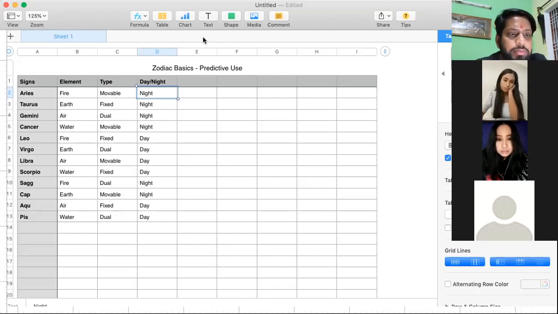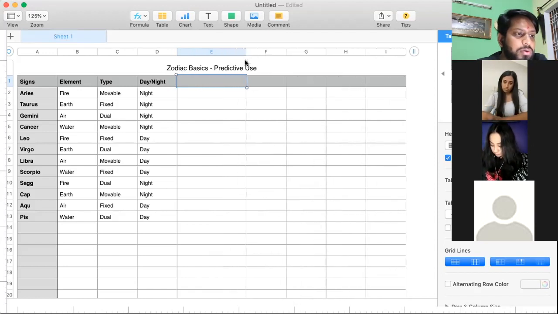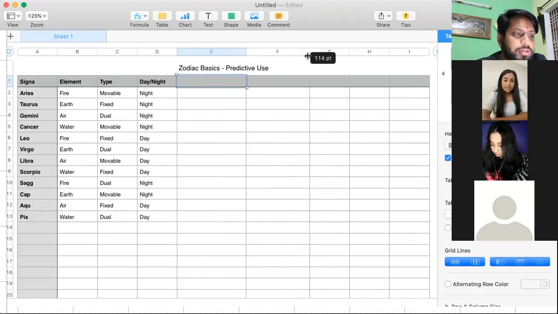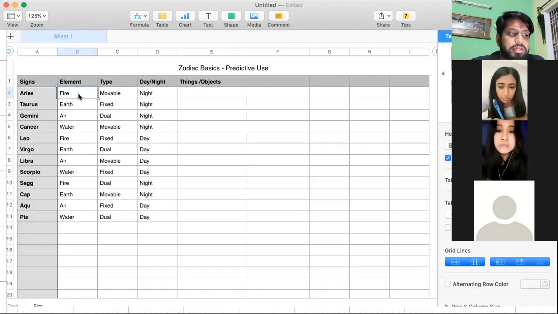Yeah, so we will use them in the predictions. How? First of all, we will understand how you can make things and objects from these. Sorry, I'm not very good with Excel on these numbers. So first of all, Aries is a fire sign, and it's a movable sign. So what kind of objects can it make?